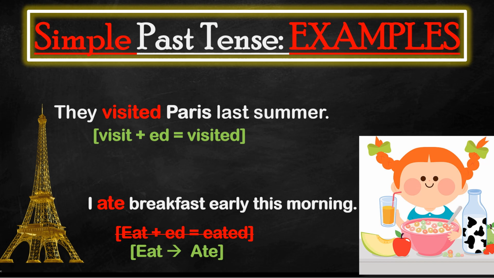The second is, I ate breakfast early this morning. Now here, if you see, the verb should have been eat. But if I add ed to it, that is wrong English. So therefore, this is an example of an irregular verb where you don't add ed to make it past tense, but you write ate for the word eat to make it a past tense.